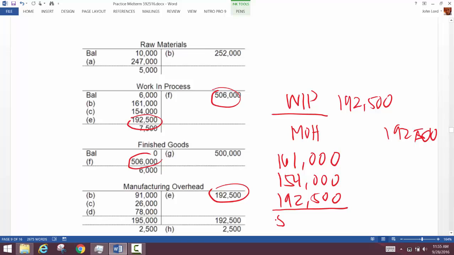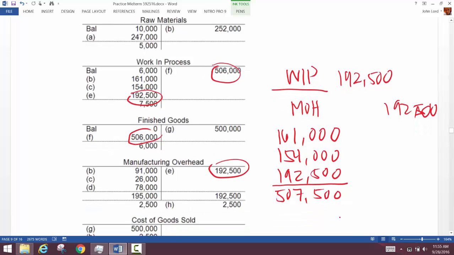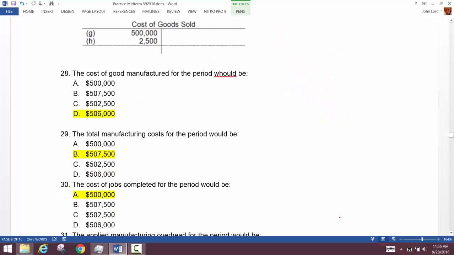$507,000? 507,500? Okay, good. All right, so come down. Is that what we were looking for? We say here that the total manufacturing costs for number 29 are what? Labor, materials, and overhead, right? Okay, good. You can go ahead and bubble that in.